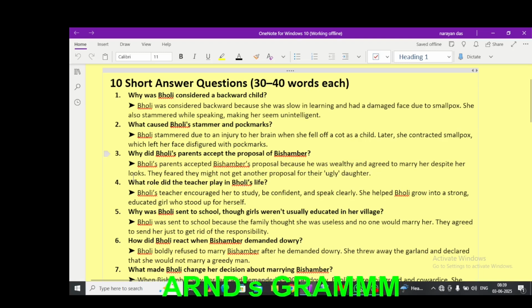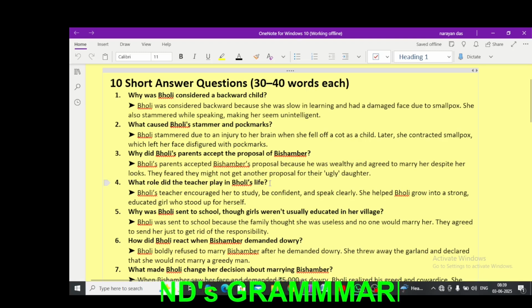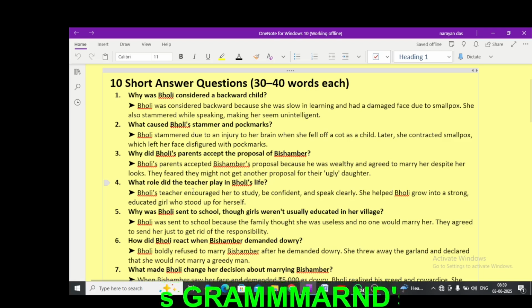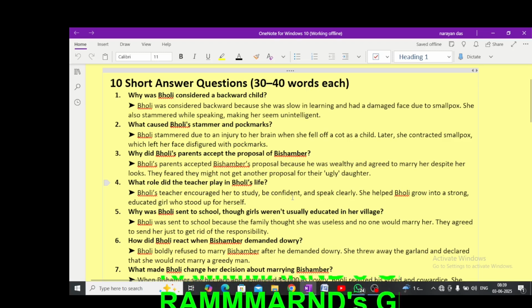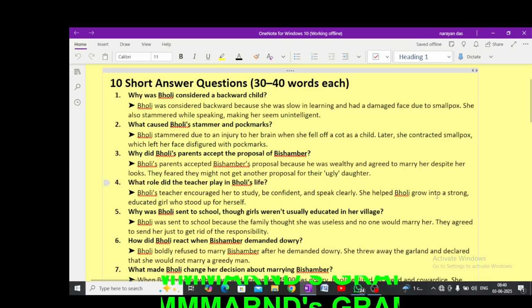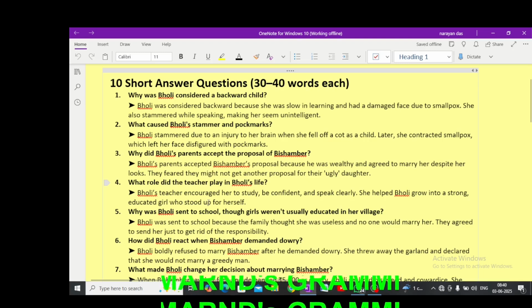Question 4. What role did the teacher play in Bholi's life? This is very important. Answer. Bholi's teacher encouraged her to study, be confident, and speak clearly. She helped Bholi grow into a strong, educated girl who stood up for herself.